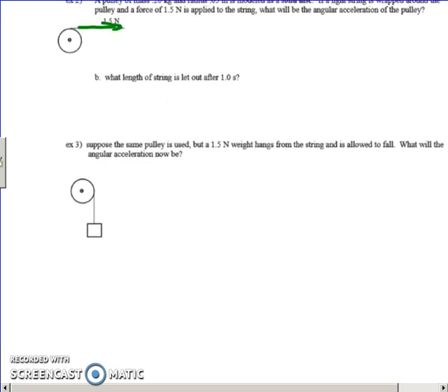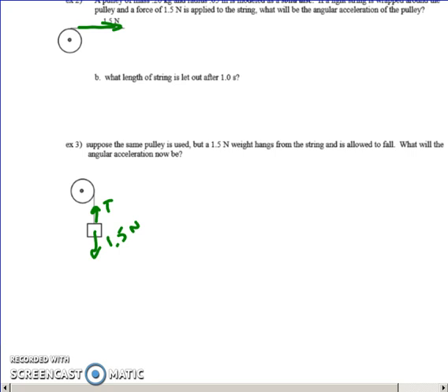So the problem is similar, but instead of a constant 1.5 newton force from some unknown object, we're going to use a falling mass that has a weight of 1.5 newtons. And we're going to see that the solution is a little bit more complicated because we have an upward tension to account for, whereas we didn't really have it there. The tension was the 1.5 newtons.